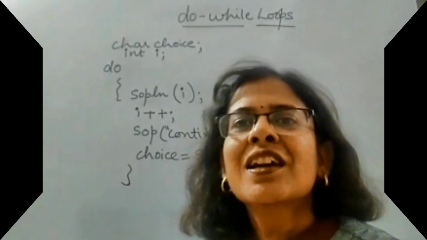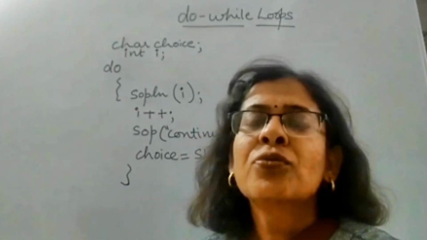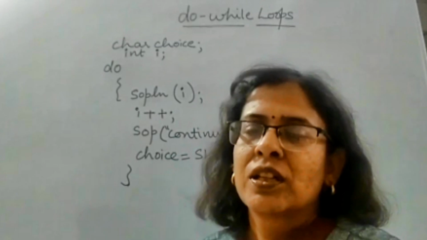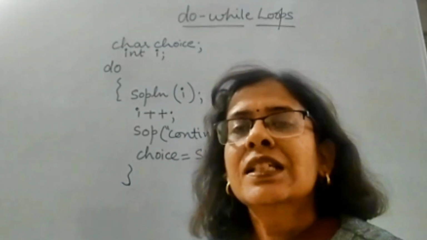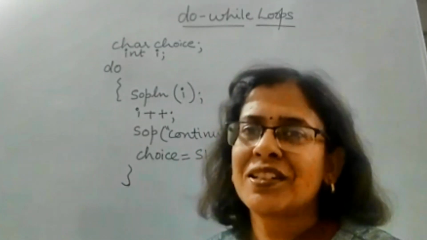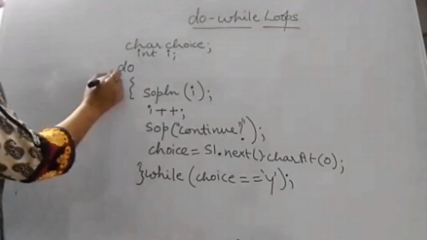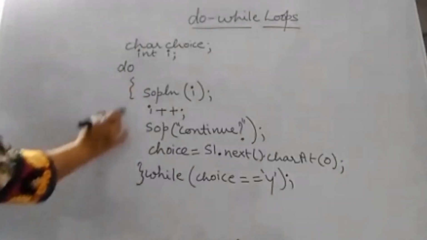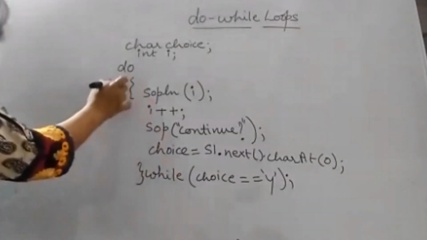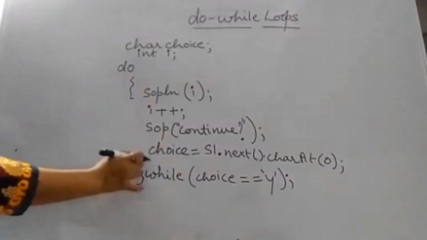Good morning, students. Today I will be taking the topic of do-while loops. So let's see the syntax of the do-while loops first. As you can see the syntax here, the do-while loop starts with do and ends with while. The condition in the do-while loop is given at the end.